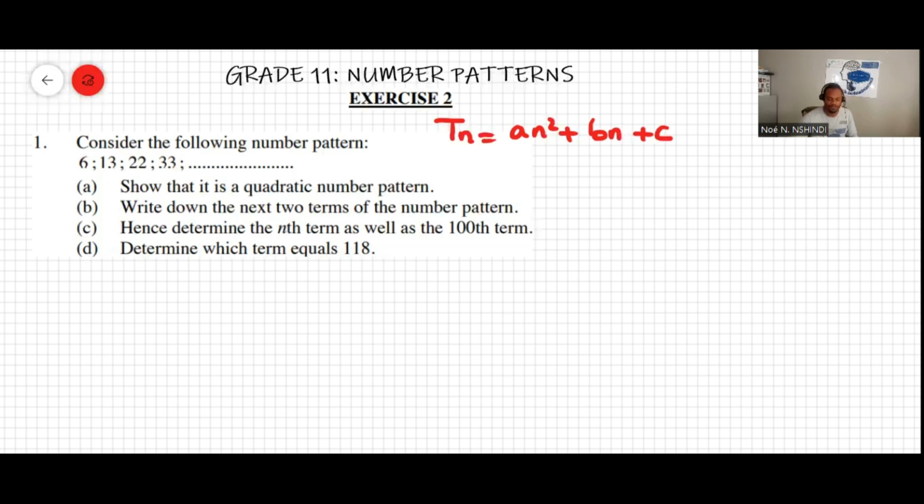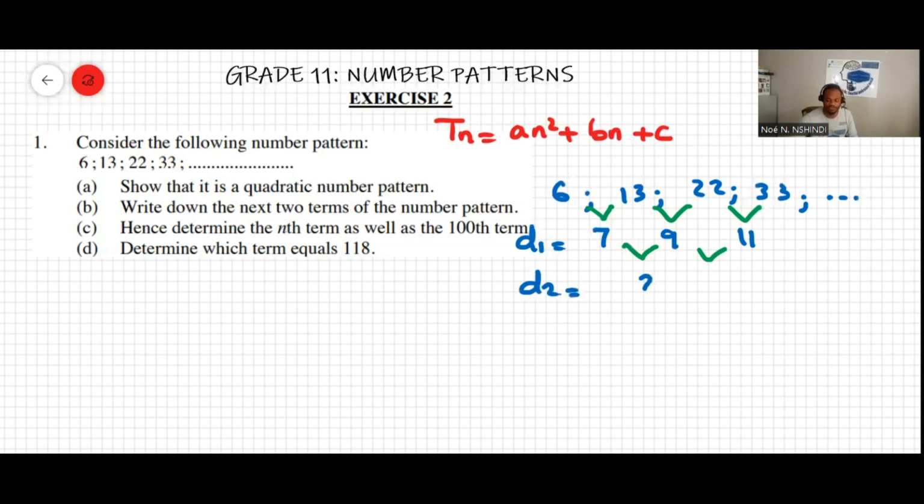So the pattern is 6, 13, 22, 33, etc. Then we're going to look at the first difference of the pattern. So we do 13 minus 6, that's 7, and then 22 minus 13 is 9, 33 minus 22 is 11. Now we're going to look at the second difference. So that was the first difference, and the second difference, D2, will be 9 minus 7, I mean, is 2, and then 11 minus 9 is also 2.